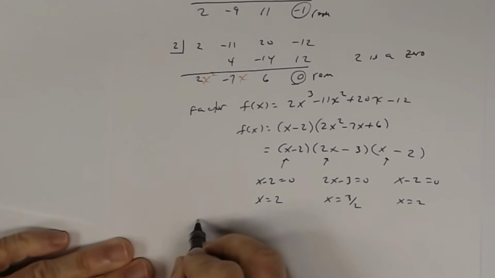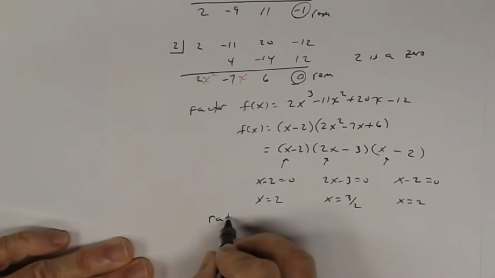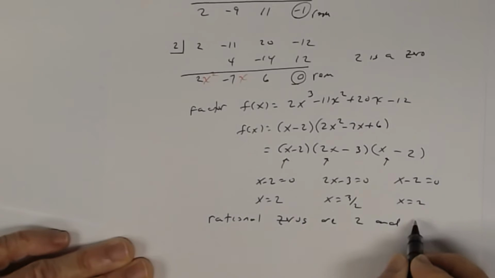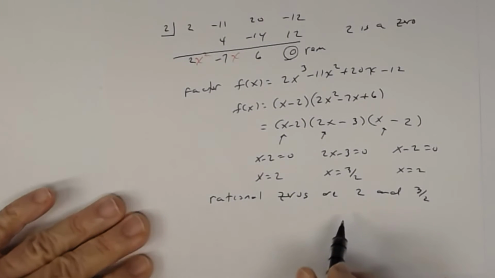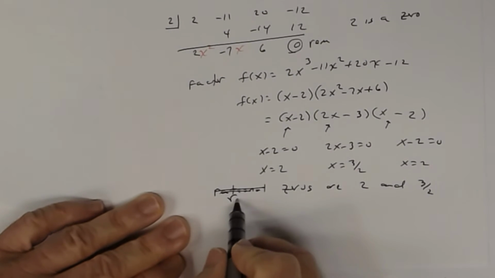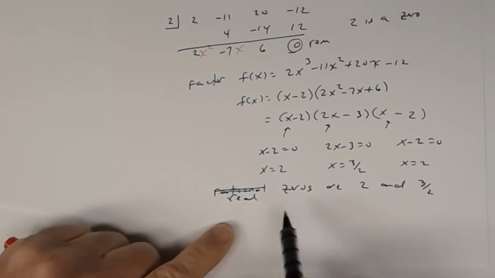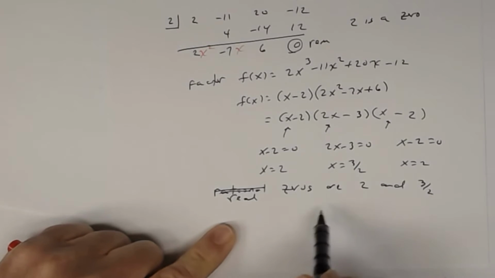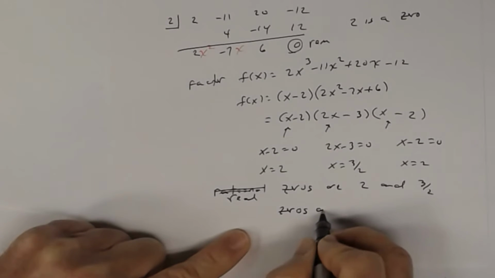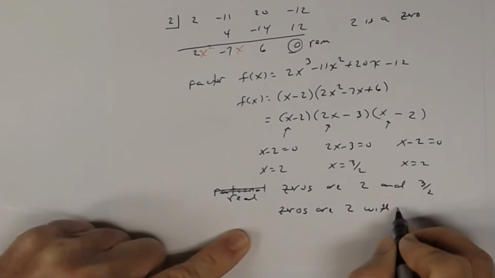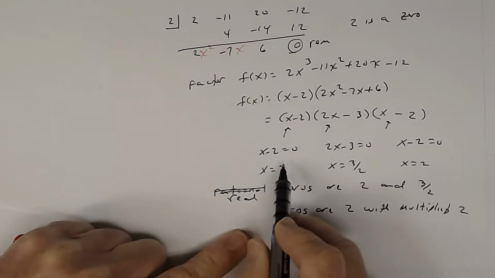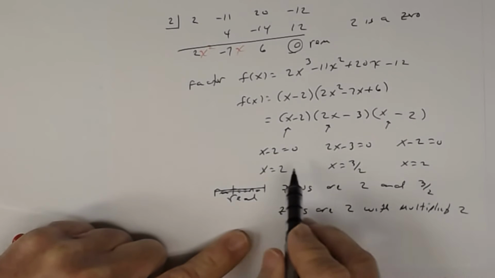So these are your zeros, so you're going to say your rational zeros are 2 and 3 halves. Keep in mind though that when we say these are rational, I'm just going to use the word real. So the real zeros are, because you're trying to find the real zeros, 2 and 3 halves, which are rational. But here's what we say though. We say the zeros are 2 with, and we talked about multiplicity before, 2 with multiplicity 2, because 2 occurred as a 0 twice.